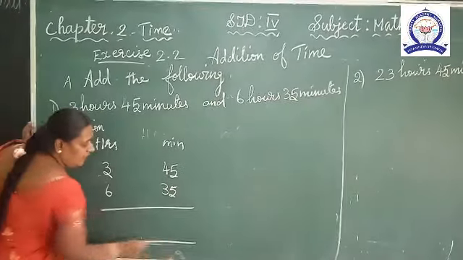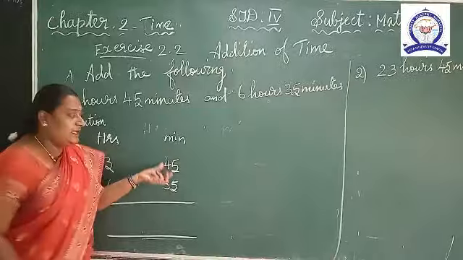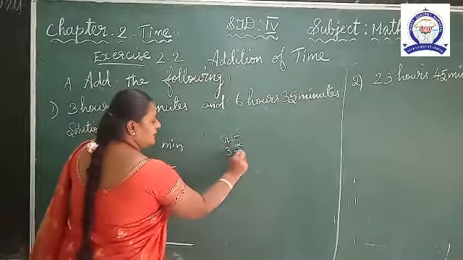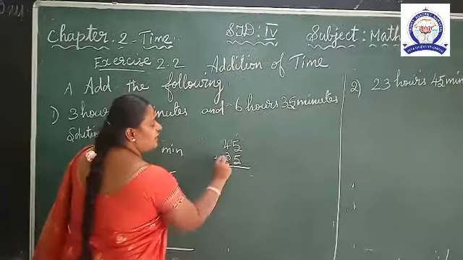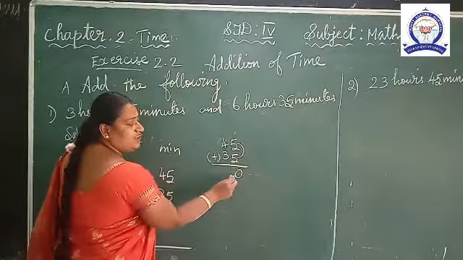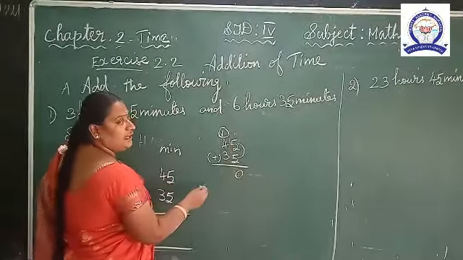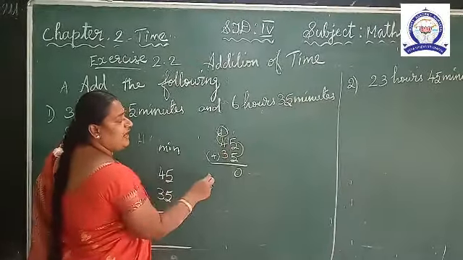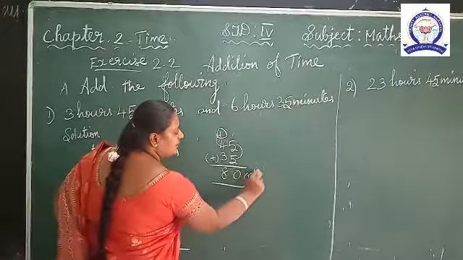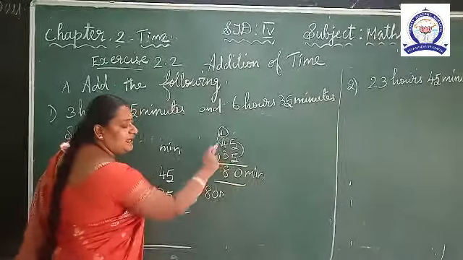Okay. Now listen. What is the first step is you add the minutes first. So you add here. So 45 plus 35. So what is 45 plus 35? 5 plus 5 is 10. So 0, 1 carry over. You write 0 here. 1 carry over. 4 plus 1 is 5. 5 plus 3 is 8. So 80 minutes. So now 80 minutes, this is ordinary addition.